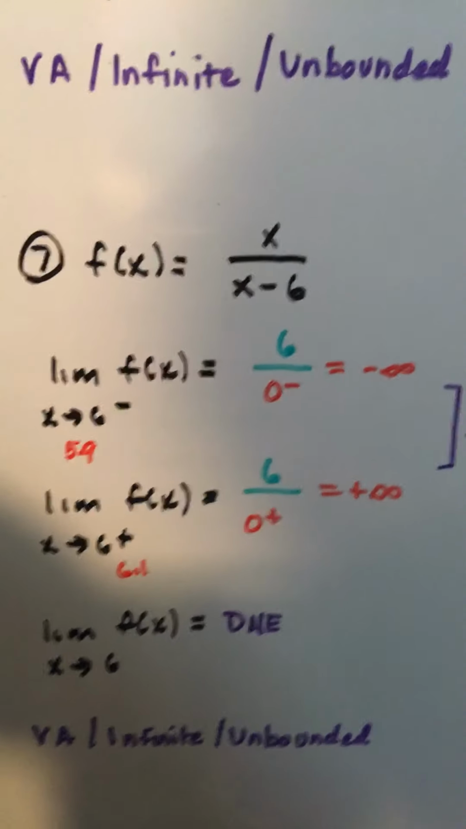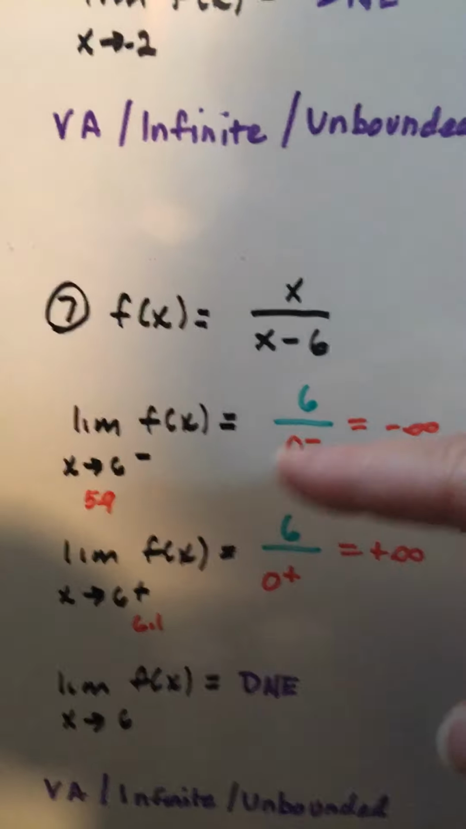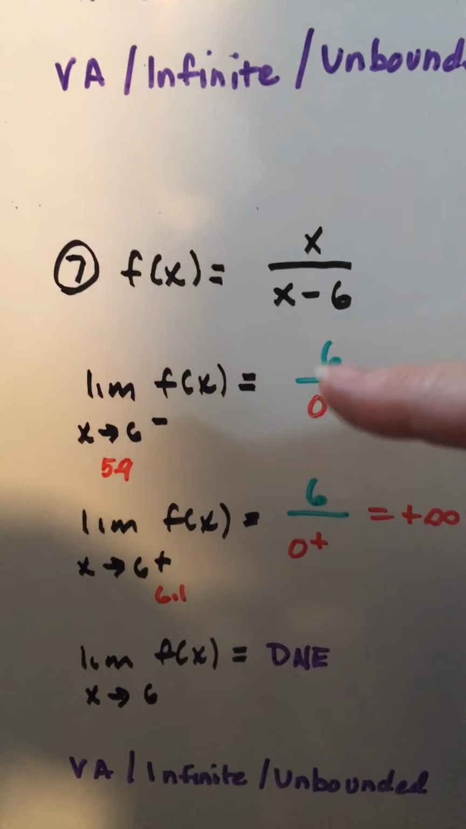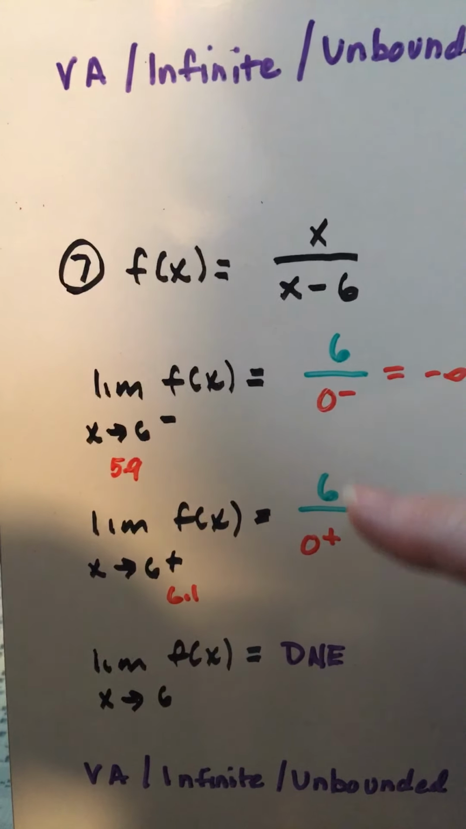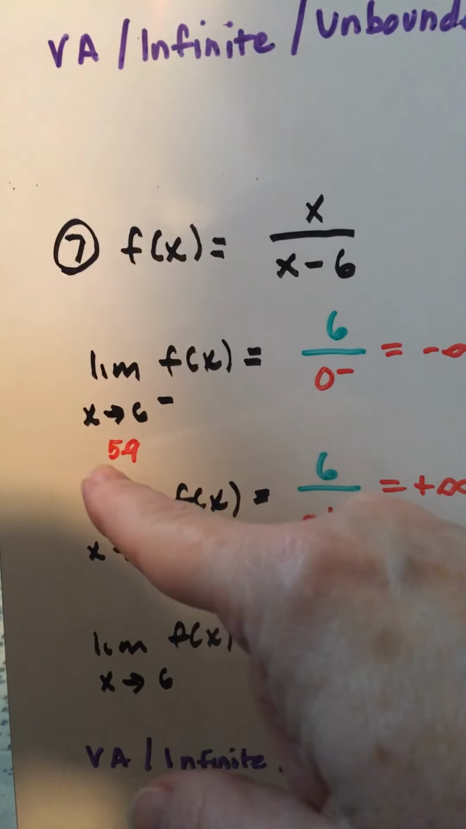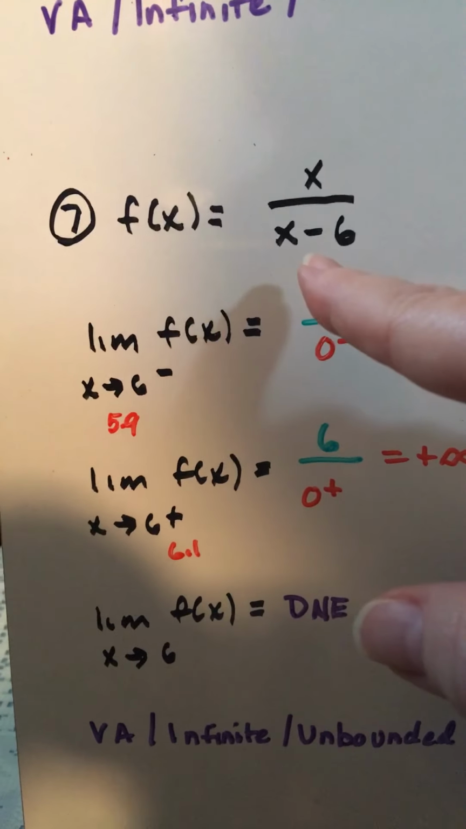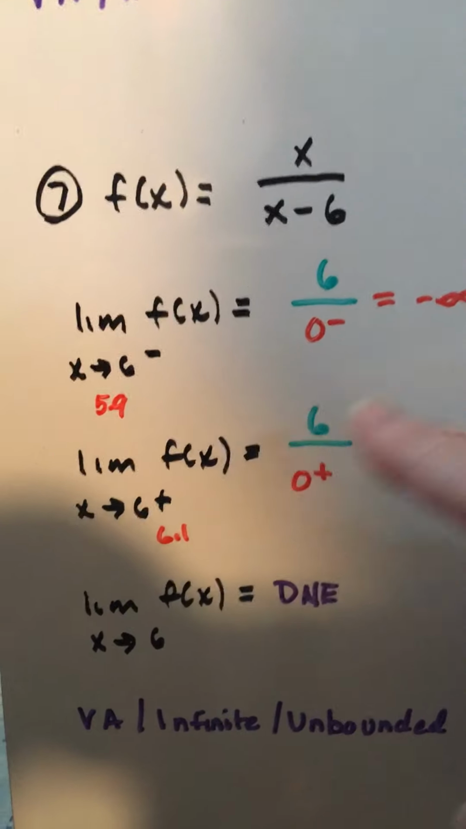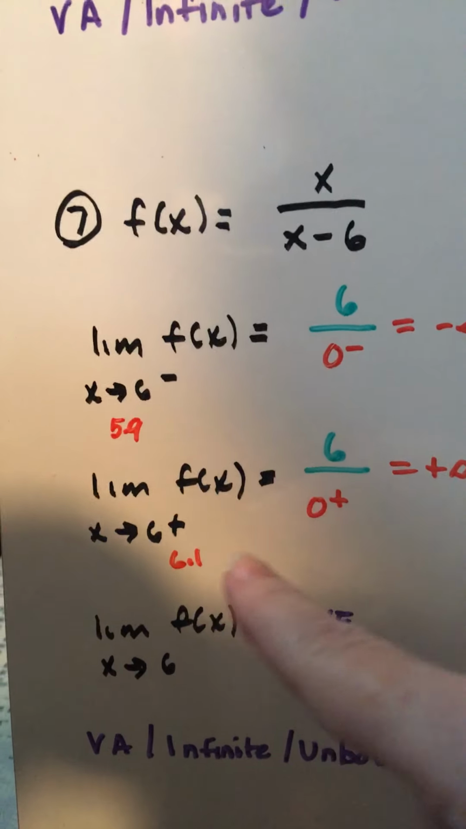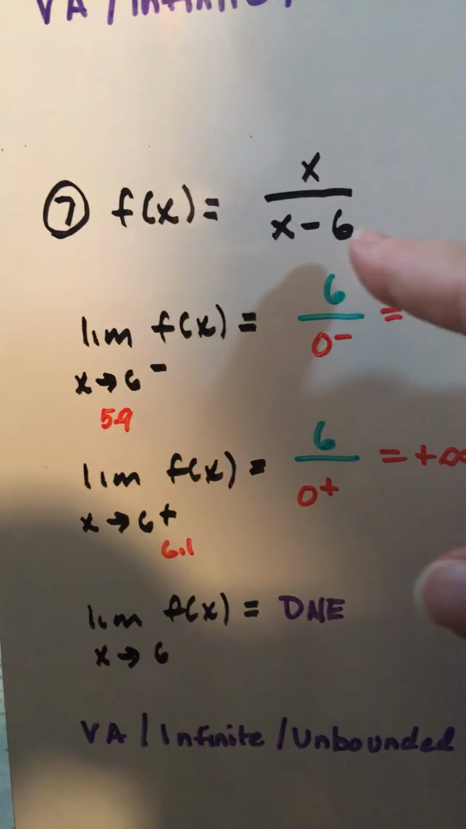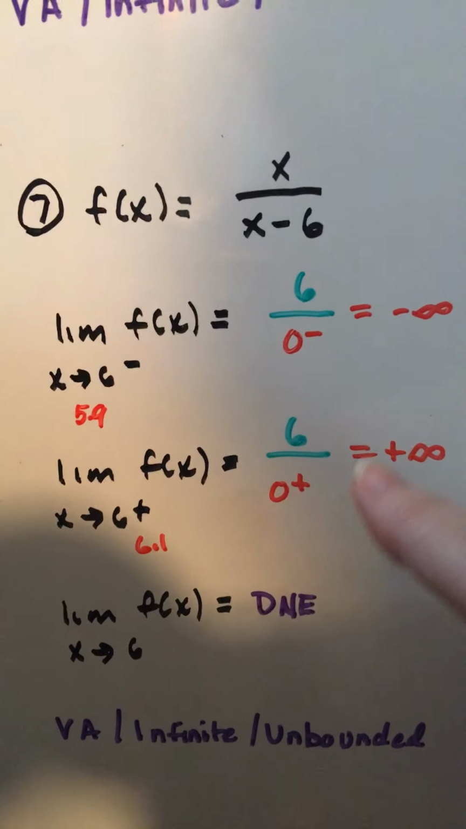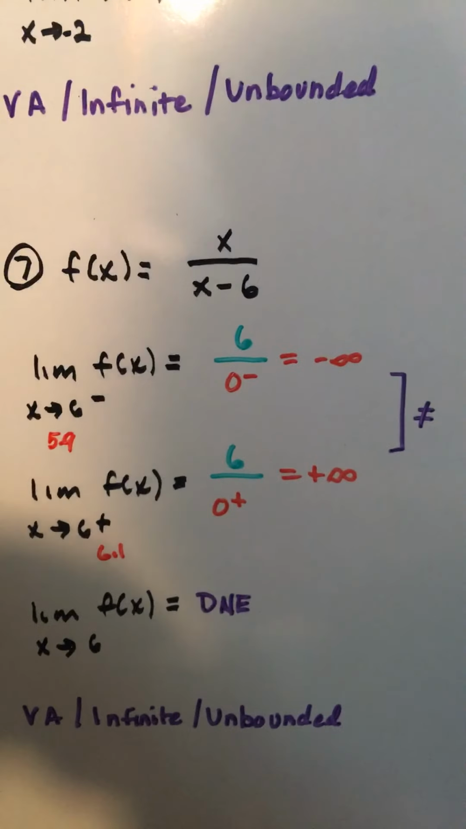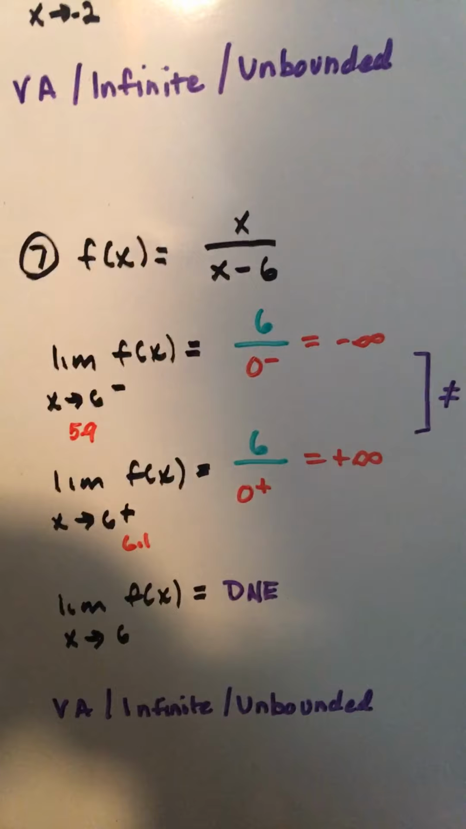Next problem, I'm going to do 6. I insert my 6, 6 over 0. Notice I wrote it twice. Step 2, a little left is 5.9. That makes it negative. Positive over negative is negative. 6.1 makes it positive. Positive over positive is positive. They're different, so the answer is D and E.